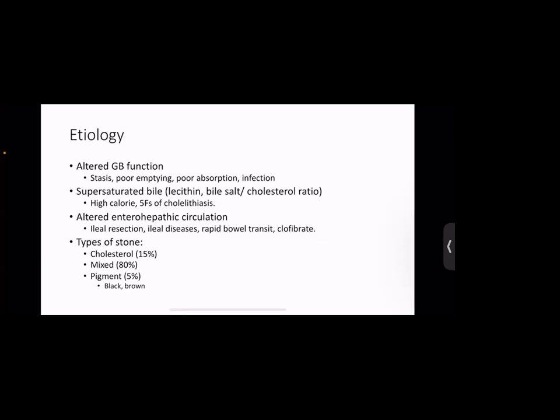So conditions or events that lead to alterations in this enterohepatic circulation, like ileal resection, ileal diseases, or rapid bowel transit, reduce serum cholesterol level by preventing reabsorption of the cholesterol via enterohepatic circulation, and can cause an increase in cholesterol concentration within the gallbladder, thereby causing precipitation and stone formation. These are the etiological factors that cause stone formation within the gallbladder or the biliary system.